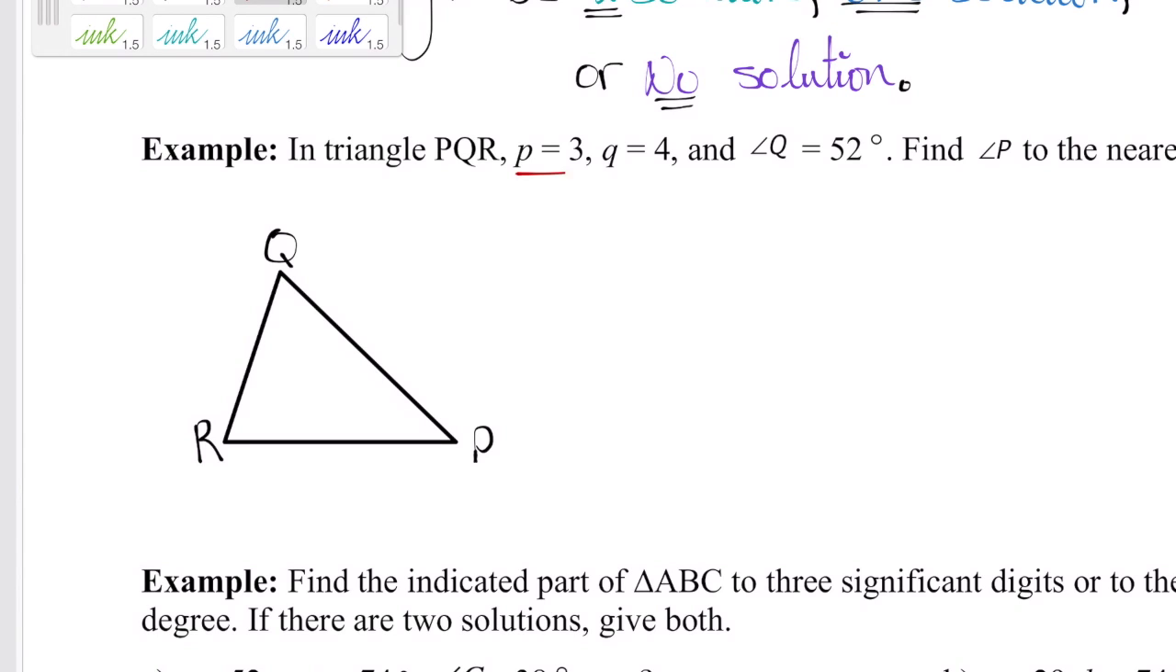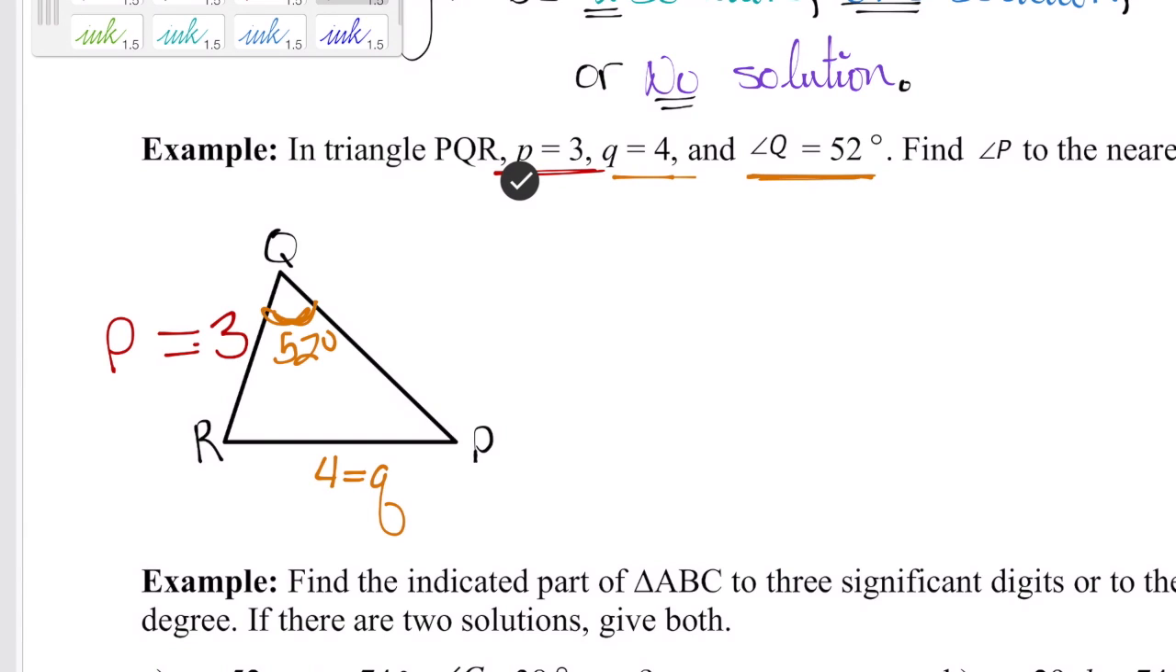Anyway, they tell me side P is 3, so I have this over here. They tell me side Q is 4. I'm going to keep this the same color since they're associated with each other. And angle Q is 52 degrees. So I can use the law of sines, because I have side Q and angle Q, and they want me to find angle P.